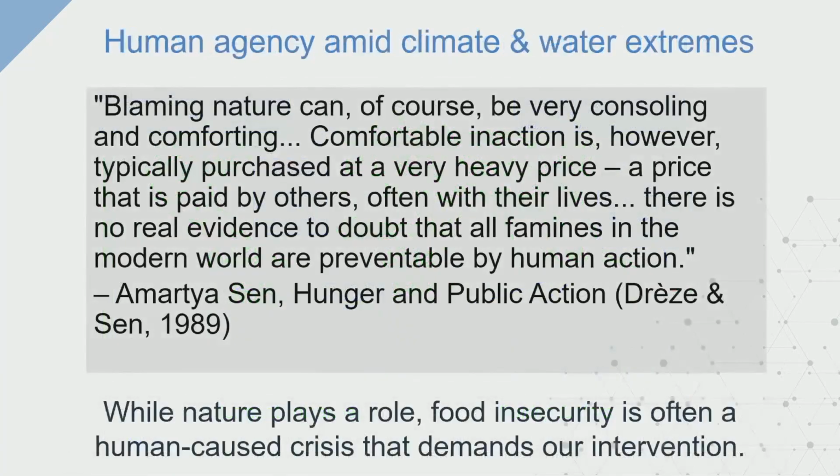And you might have come across this quote, but by Amartya Sen. This reminded me of this. So he said, blaming nature can, of course, be very consoling and comforting. Comfortable inaction is, however, typically purchased at a very high price, a price that is paid by others, often with their lives. There's no real evidence to doubt that all famines in the modern world are preventable by human action.